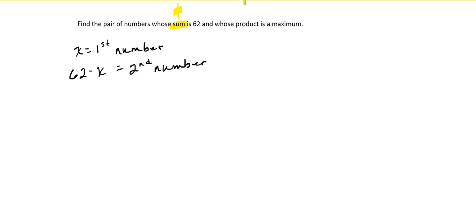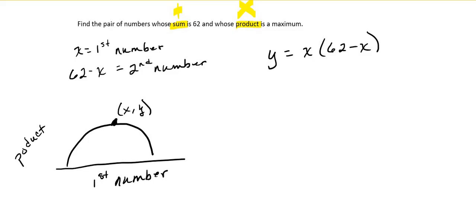Now, in my problem, I'm also told that the product needs to be a maximum. So the product is the answer to a multiplication problem. That means when I multiply these two numbers together, I want to have a maximum. Okay, so you can see here that I have my equation written out, multiplying my two numbers together. It's going to give me my product. And I also have a sketch of my parabola, and my vertex is labeled (X, Y). The X-coordinate represents the first number, and my Y-coordinate represents the product.